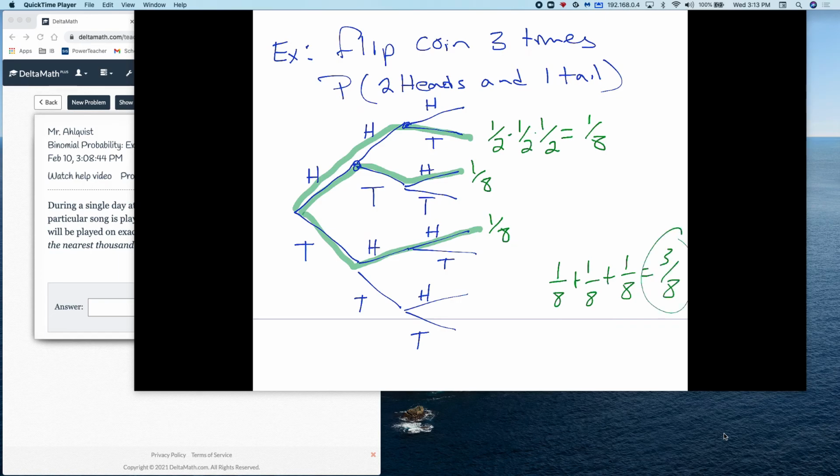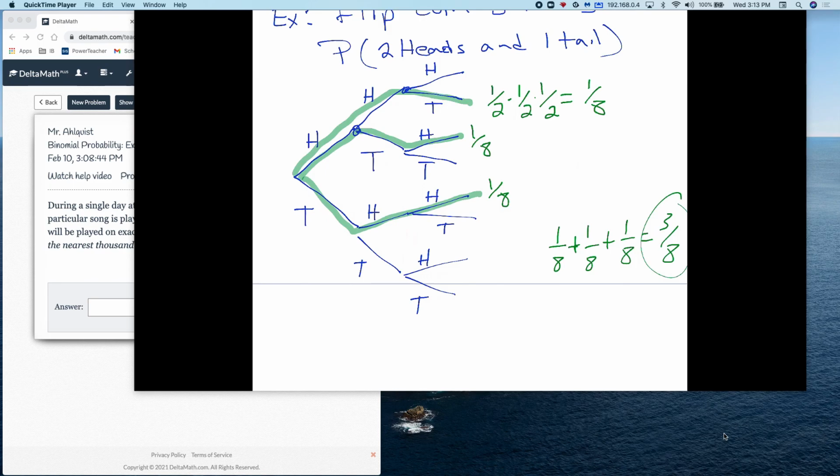And that's our answer. Now that's easy enough when we're flipping a coin only 3 times. But what happens if we flip a coin 7 times? And I now say, what's the probability of getting 2 heads out of 7 flips? That would be a little bit more problematic. I mean, that would make it a much bigger tree.